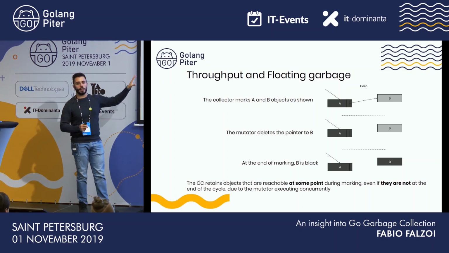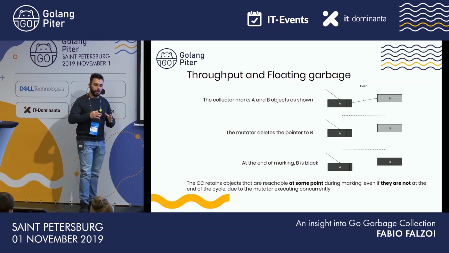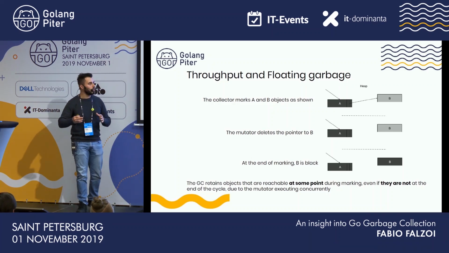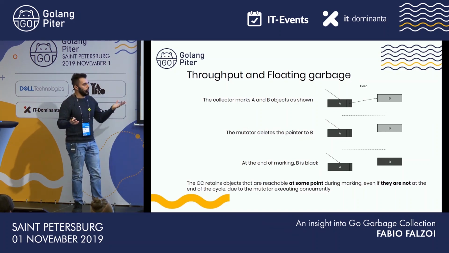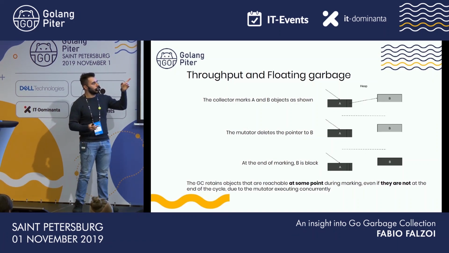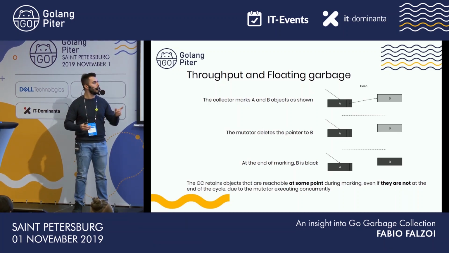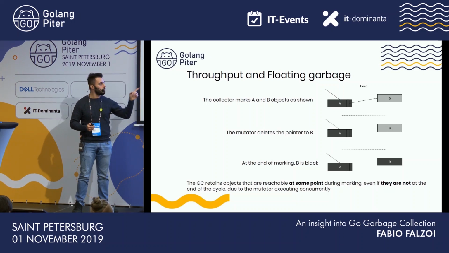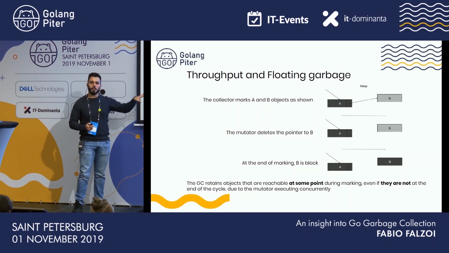The first one is already marked black, and the second one is marked as gray. Remember that your application is concurrently executing, so for some reason your application deletes that pointer. This clearly can happen, but since that pointer deletion happens during the marking phase, at the end of the marking phase, those B objects will be marked as black. So despite being garbage, that object won't be reclaimed.